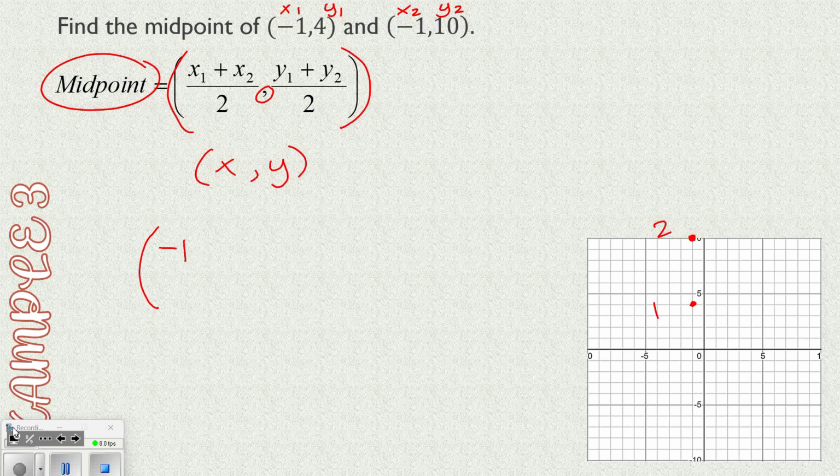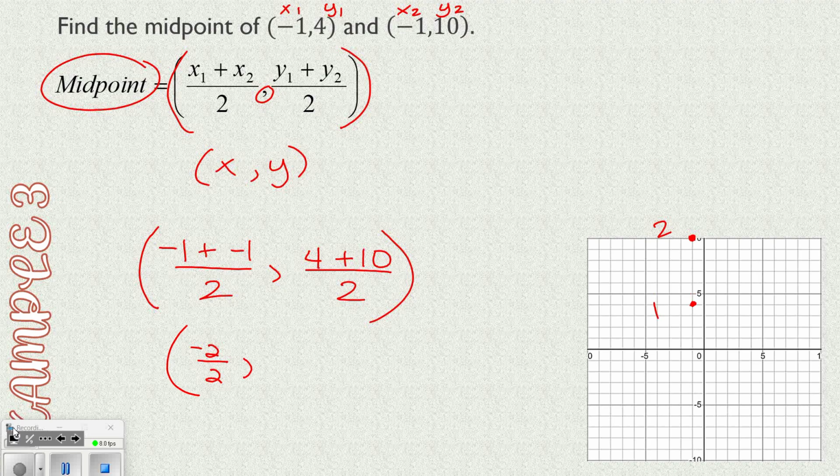x1, negative 1, plus x2, which is negative 1 as well, divided by 2. And then we have y1, which is 4, plus y2, which is 10, divided by 2. So now I plugged in my x's and my y's. Now I just have to simplify. Negative 1 plus negative 1 is negative 2. And 4 plus 10 is 14, right? And now let's reduce these fractions. So this ends up being the point, negative 1 comma 7.